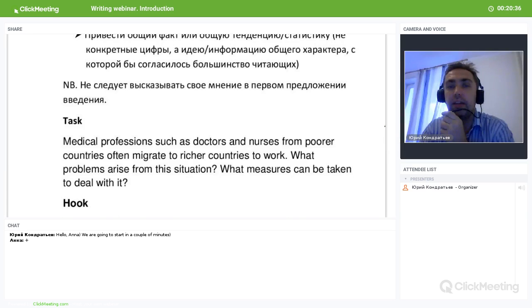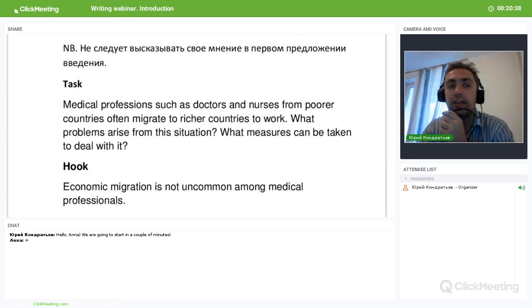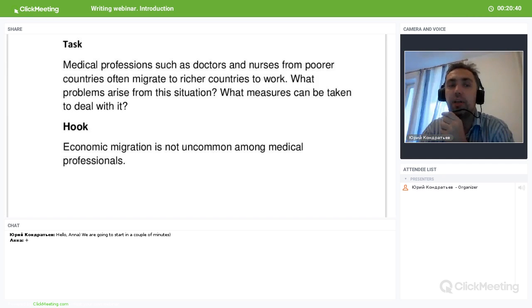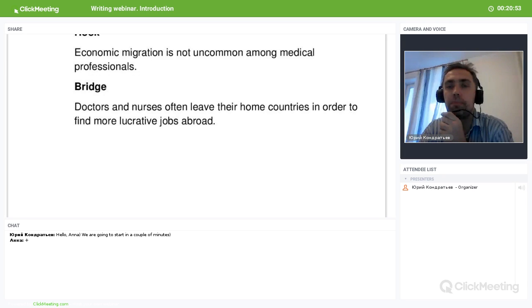Right, and the example of this hook is this. Economic migration is not uncommon among medical professionals. This is a sentence that most people would agree with. All right, moving on to the next one.